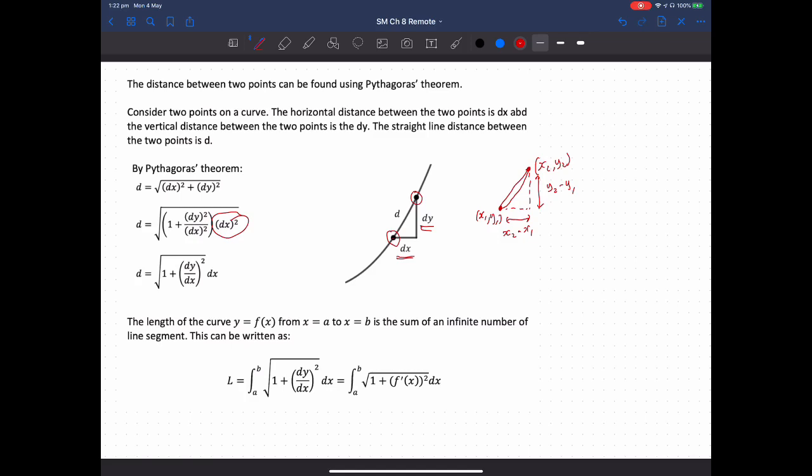The square root of dx squared is dx, which leaves us in the square root with 1 plus dy all squared over dx all squared, which we have combined to be dy/dx all squared. Now that is the distance between those 2 points.